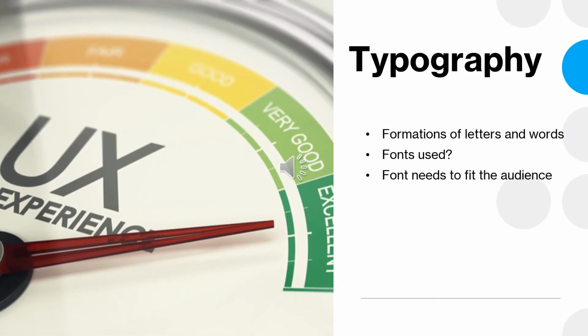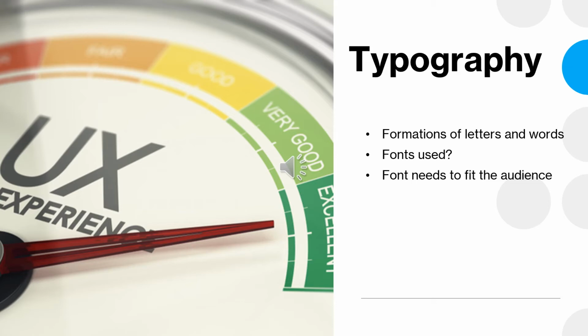Typography is concerned with the formation of letters and words, the kind of fonts that you use on your app. You need to be able to choose a font that aligns with your users. You need to consider your audience. So for example, you can't use cursive writing for a system that's being developed for kids because they won't be able to read that writing.